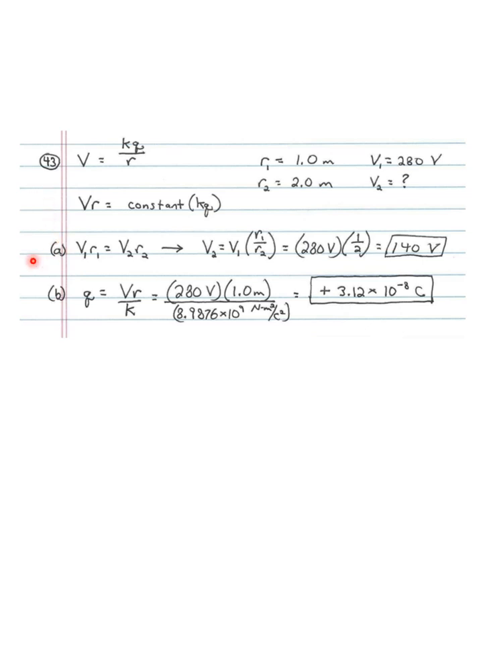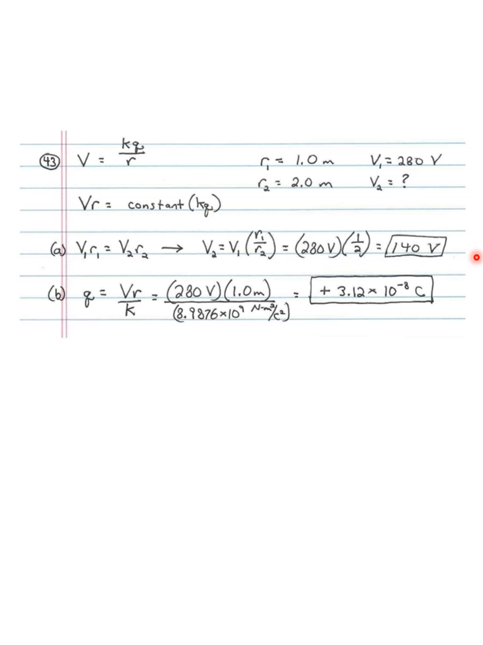So then we can say V1R1 equals V2R2. This will give us a relationship between the distance and the voltage without regard to charge. We're going to solve for V2. V2 equals V1 times R1 over R2. Plug in the values in the parentheses. I have 1 meter over 2 meters, so that's a 1:2 ratio. And we get that it's 140 volts. So notice that when the distance is doubled, the voltage is cut in half.